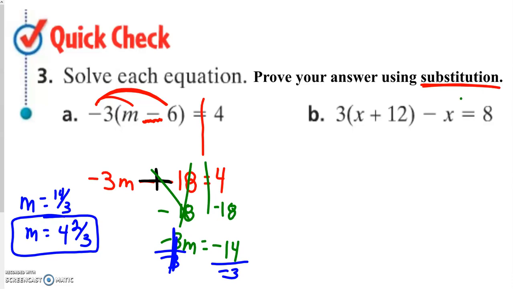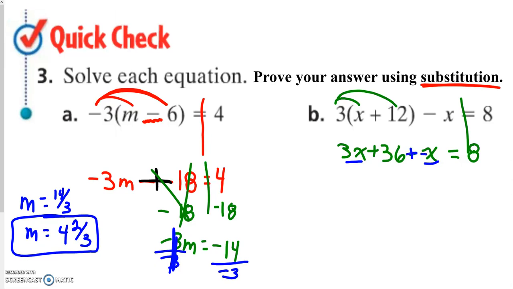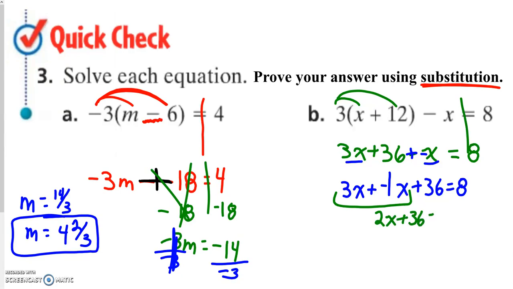Same thing over here. First, I need to distribute. 3x plus 36 minus x equals 8. Second, I need to combine like terms. I want to put the letter x next to each other. To do that, I first have to make addition. Add the opposite. 3x plus negative x, negative 1x, plus 36 equals 8. 3x plus negative 1x, that's 2x, plus 36 equals 8.